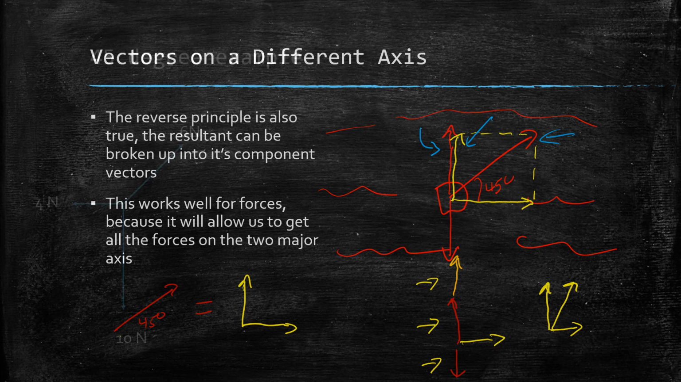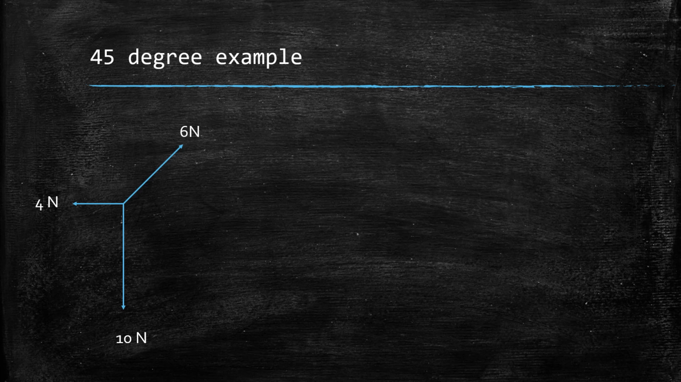So here's an example of that whole process. You have a 6 Newton force at a 45-degree angle. We have a 4 Newton force and a 10 Newton force. The whole goal is to find what is F net. Okay, what is the net force acting on this object?